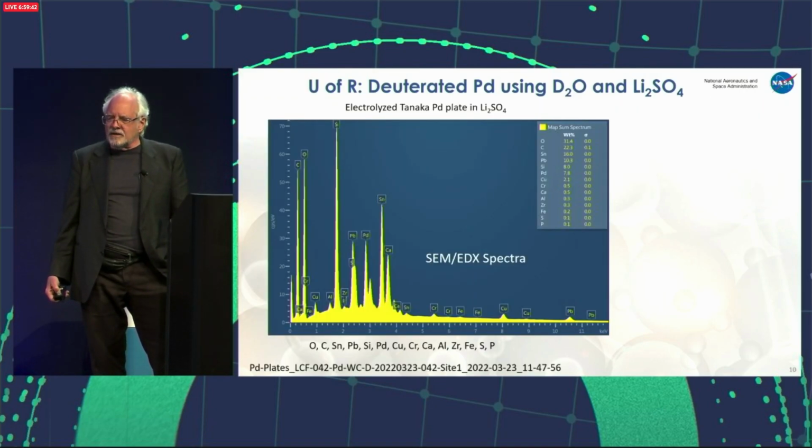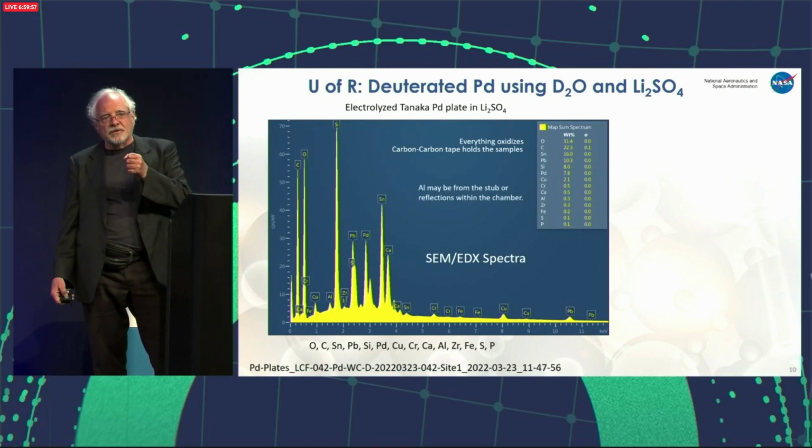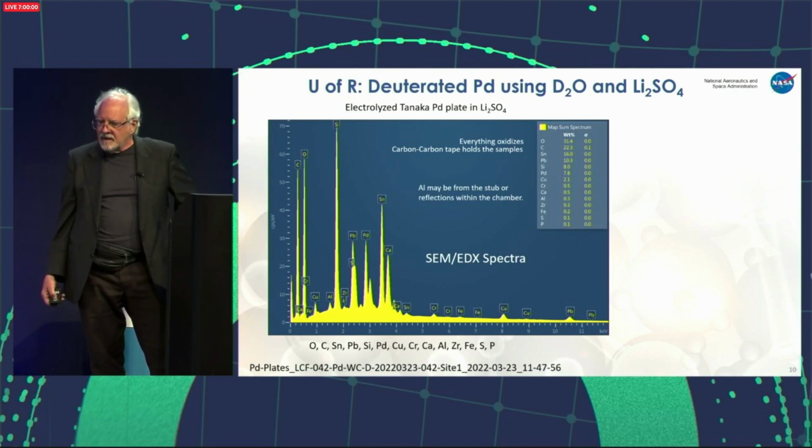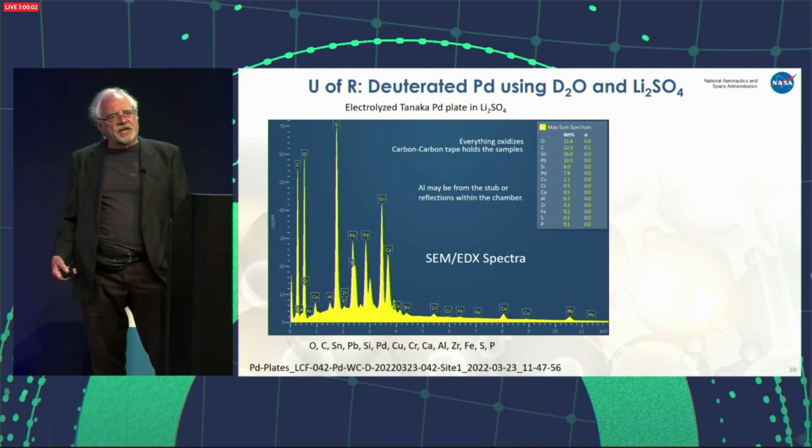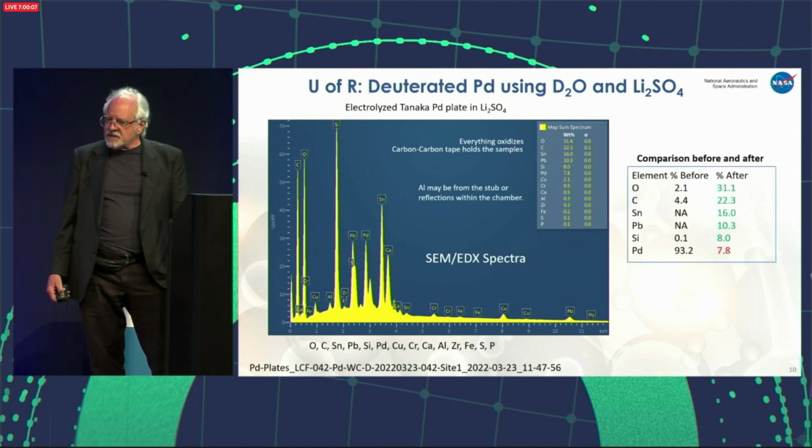And if we look at the detail of the SEM EDX spectra, well, everything oxidizes when you get it out in the air. And we use carbon-carbon tape to hold the sample. And aluminum may be from the stub that we mount the tape on, that we mount the sample on. We also can get reflections from inside the chamber. And if you look on the chart on the right-hand side, you'll see this comparison. And again, a lot of oxygen, a lot of carbon, but there's tin and lead and silicon and a little bit of palladium left over.